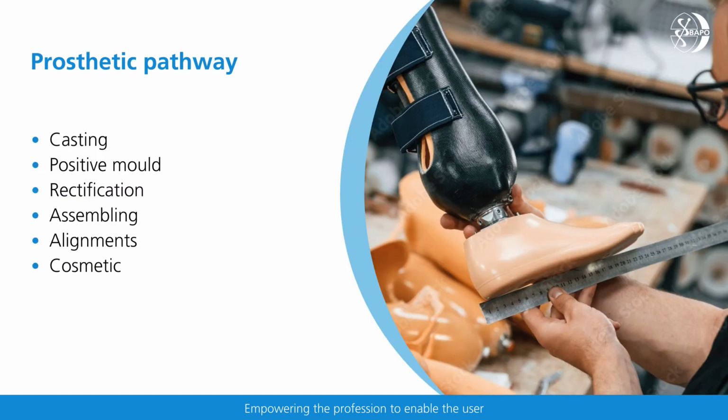In relation to the specific prosthetic pathway, from the time that a prosthesis is prescribed, design of the prosthesis will undergo these 6 stages. Firstly, casting of the limb is then followed by a positive mold, i.e. the filling of the cast with plaster of Paris. Once this is solidified, rectification of the mold can begin. Assembling of the device then begins. Once completed, alignment on the individual will occur before the final cosmetic elements are completed.